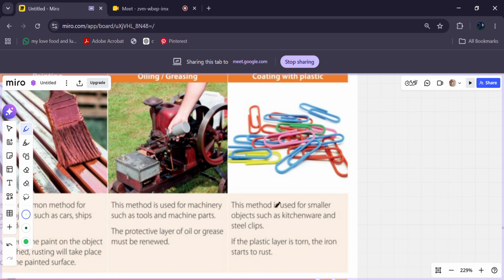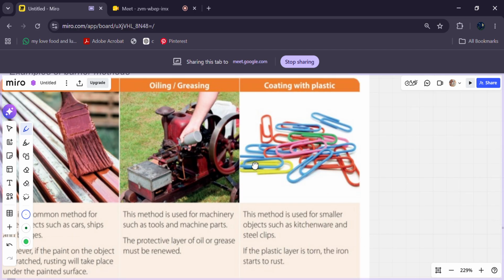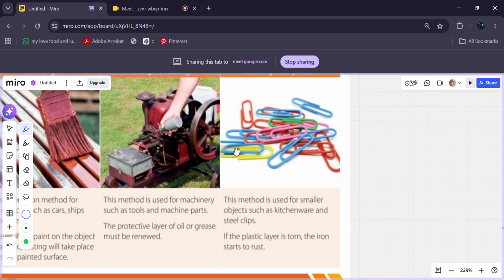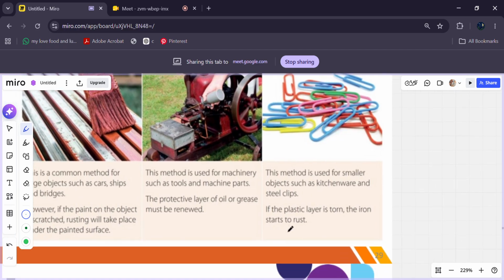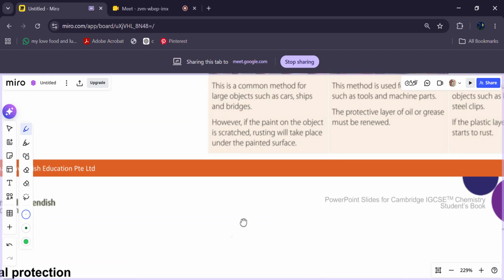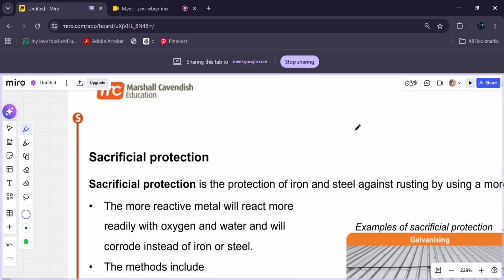Then we have coating with plastic. This method is used for smaller objects such as kitchenware and steel clips. This is also a good method, as you do not need to replace it as often as oil and grease. But the issue is, if the plastic layer is torn, the iron starts to rust. Then we have sacrificial protection.